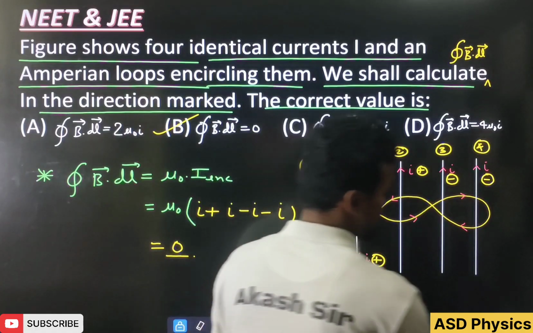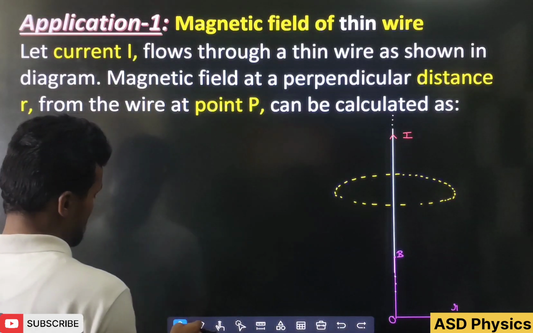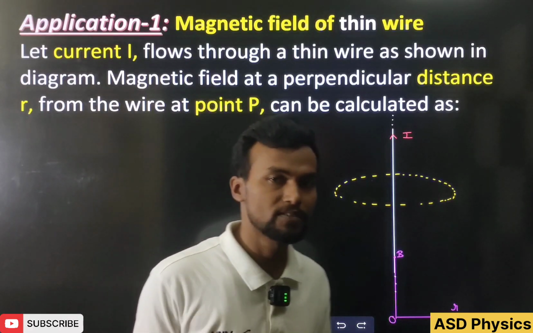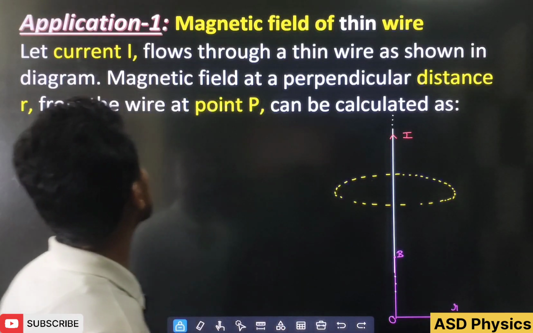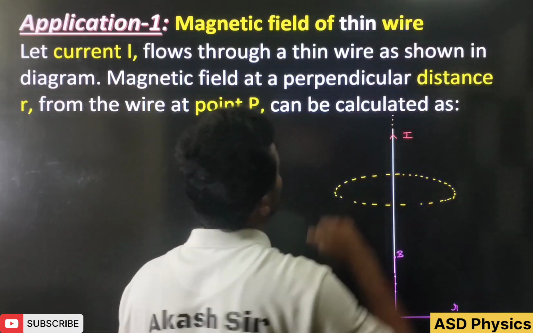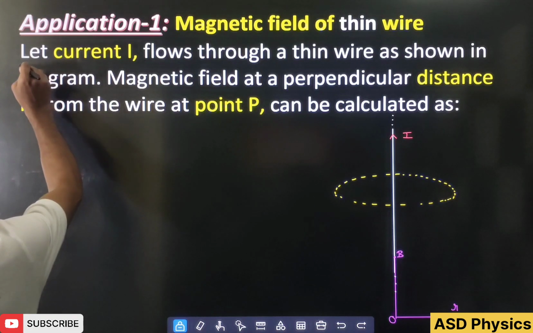Okay? Great. Now students, after completing Ampere's circuital law and 1 or 2 questions we have done, we are going to see the applications. So first application, what is this? A magnetic field of a thin wire. So see, the diagram is here, you can correlate.